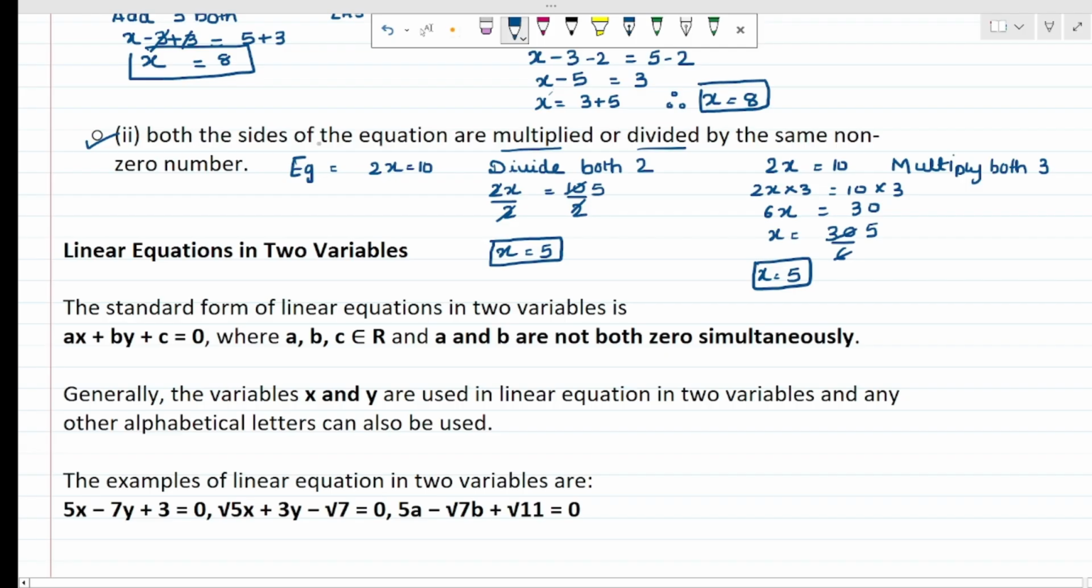That means if both the sides of the equation are multiplied or divided, your equation will always be equal. Is it clear? Now, let's move ahead.